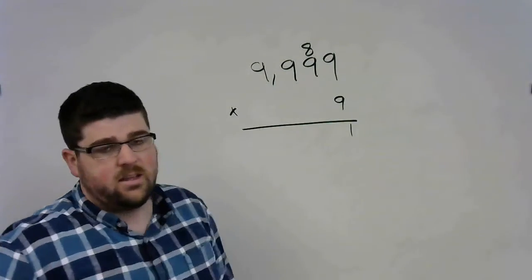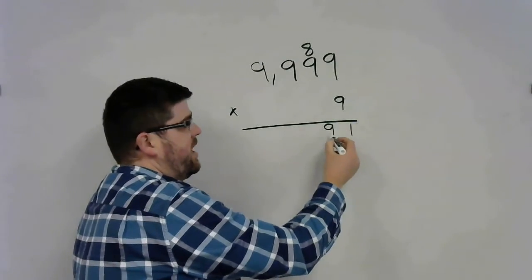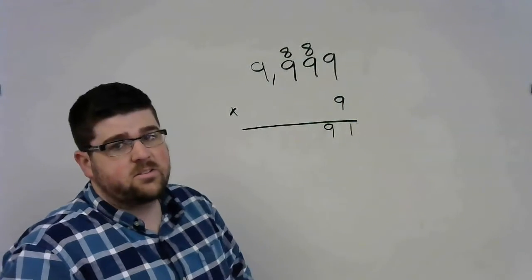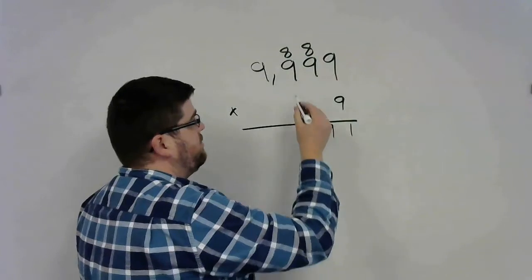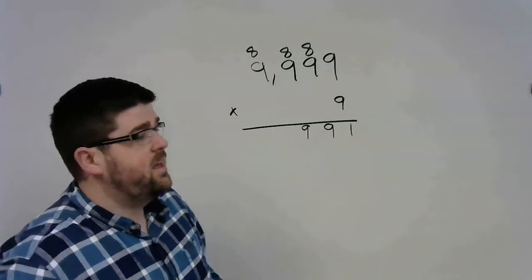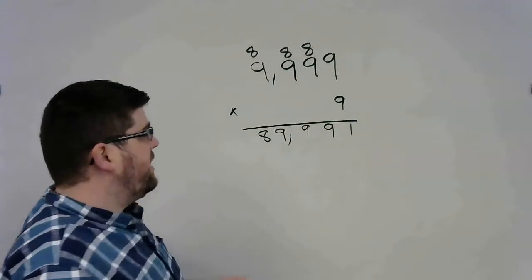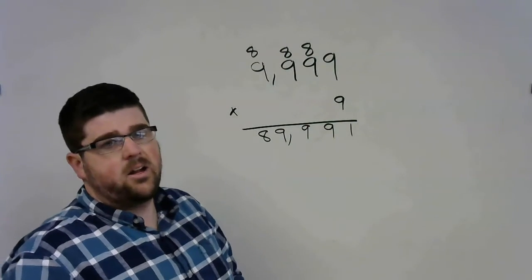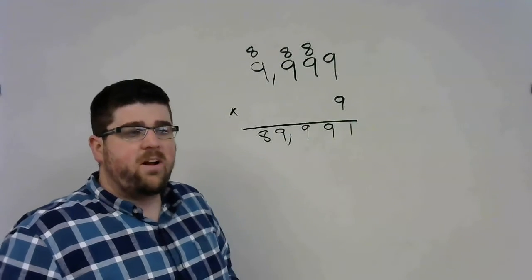9 times 9 is 81, plus 8 is 89. So 9 in the basement, 8 in the attic. We repeat this for each column, and the last 9 times 9 is, you guessed it, 81 plus 8 is 89. So 9,999 times 9 is 89,991.